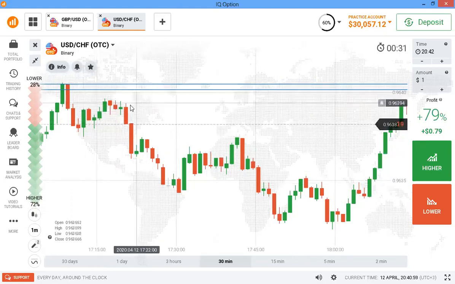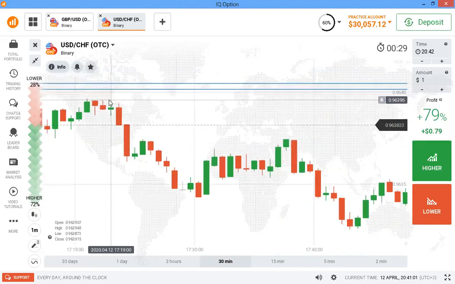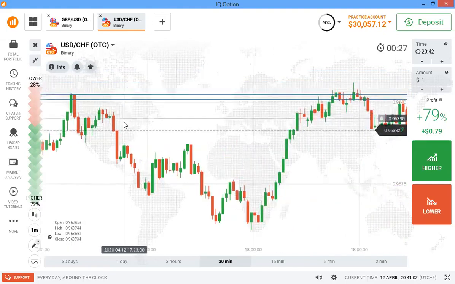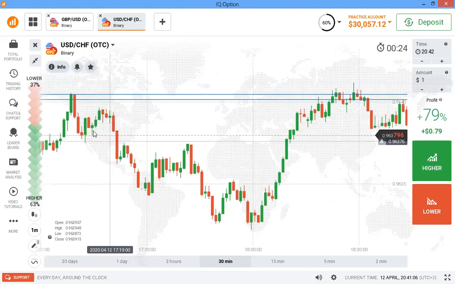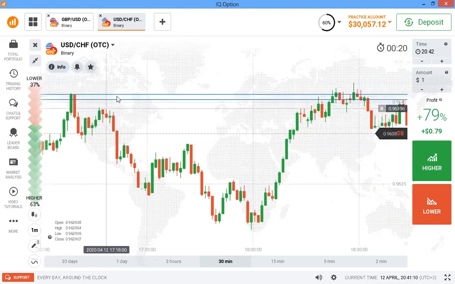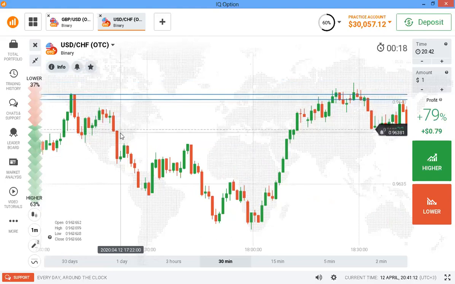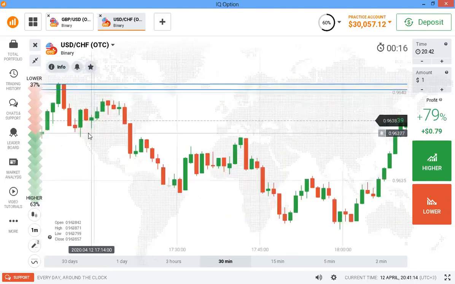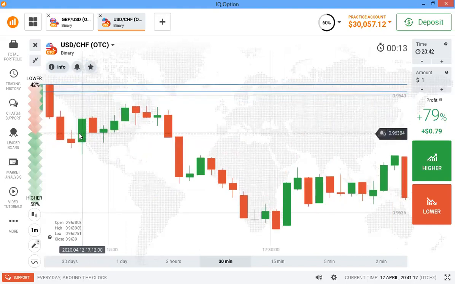So in binary, your expiry time is the most important thing. At least the candle should close below your entry, even though there's a retest of your entry level, the market should go down. But binary is not like that.